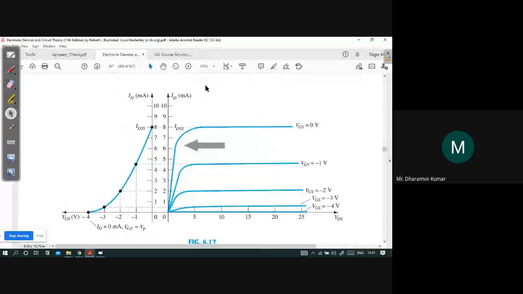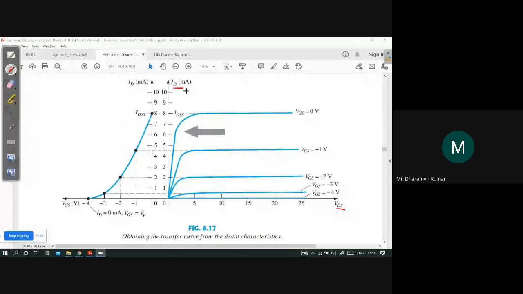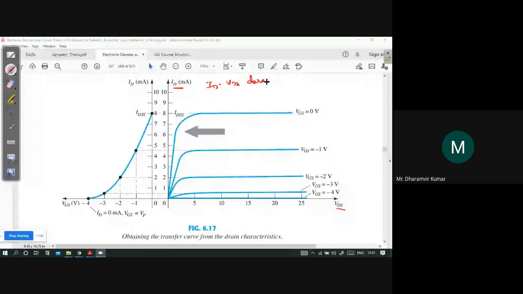Okay, look at this curve. Now there is a curve between VDS and ID. This is the right side curve. This is called the IV curve or ID-VDS characteristic curve. And there is one more curve on the left hand side, which is between ID and VGS, the gate voltage.